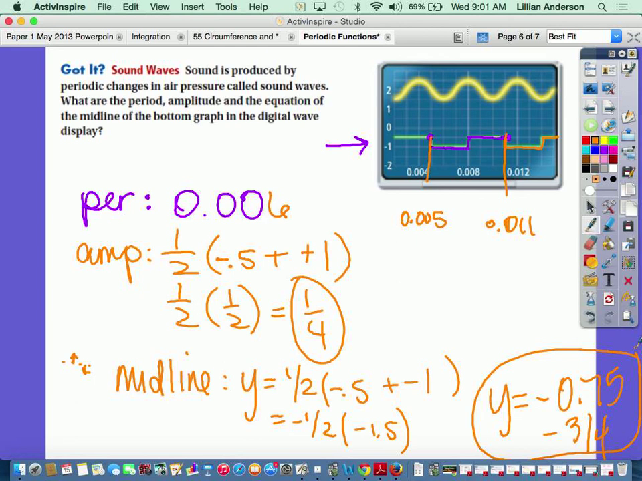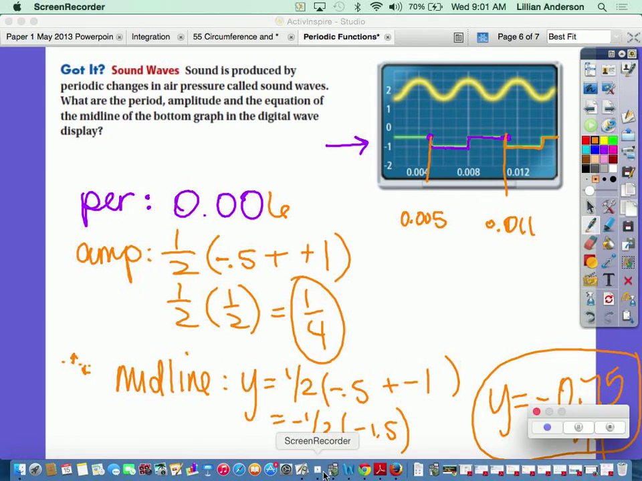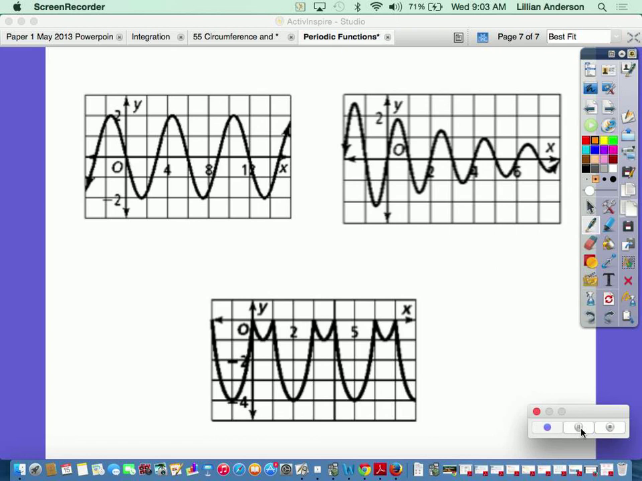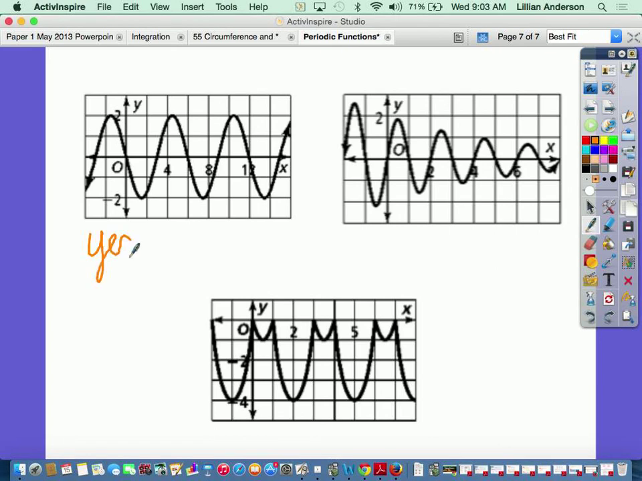Let's look at the last ones. Where did you find the -0.5? The first one: is it periodic? Yes. If so, what's the period? 6. The period is 6.